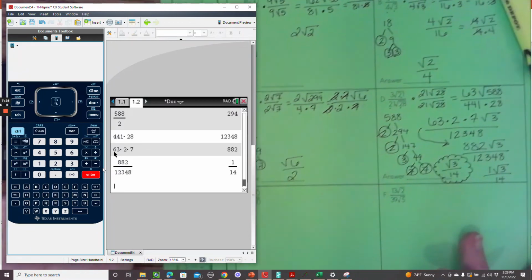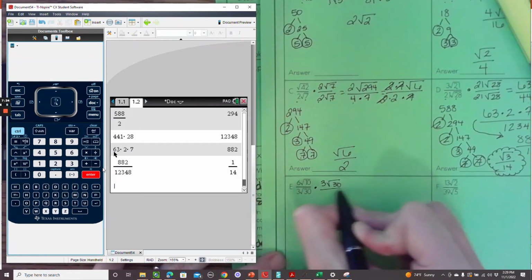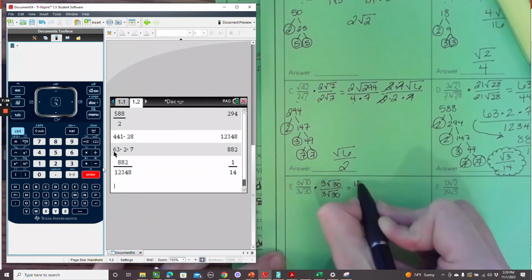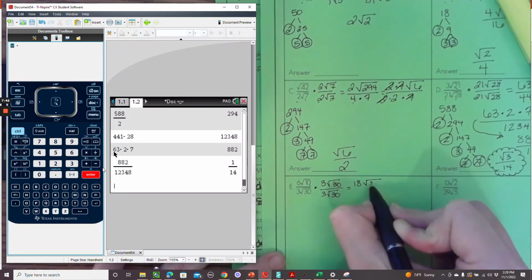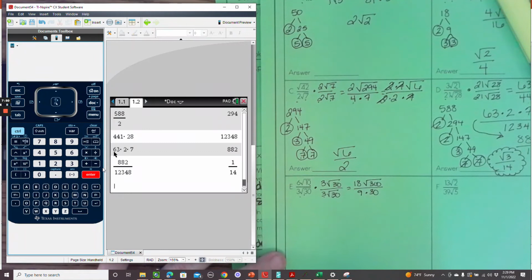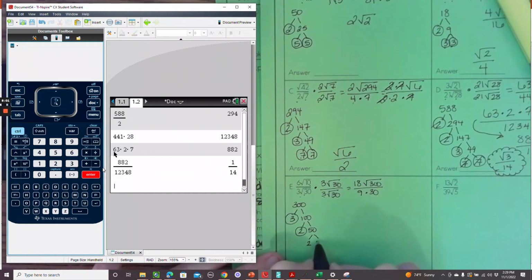All right, E. Multiply the top and the bottom. 6 times 3 is 18. 10 times 30 is 300. 3 times 3 is 9. Square root of 30 times the square root of 30 is 30. Factor down 300: 3 times 100. 100 is 2 times 50. 50 is 2 times 25. 25 is 5 times 5.